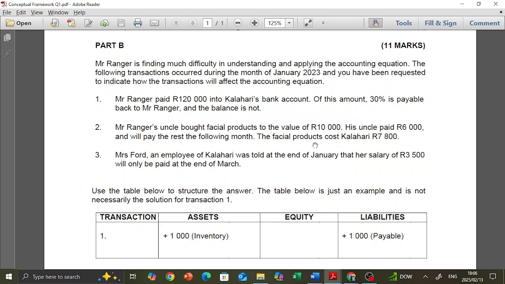Then it says the facial product cost Kalahari 7,800. The reason why this is important is that when we make sales, there are 2 account items that are very important to take note of. The revenue account and the cost of sales account go hand in hand together, because in the statement of profit or loss, revenue and cost of sales is a line item that you'll have to present.